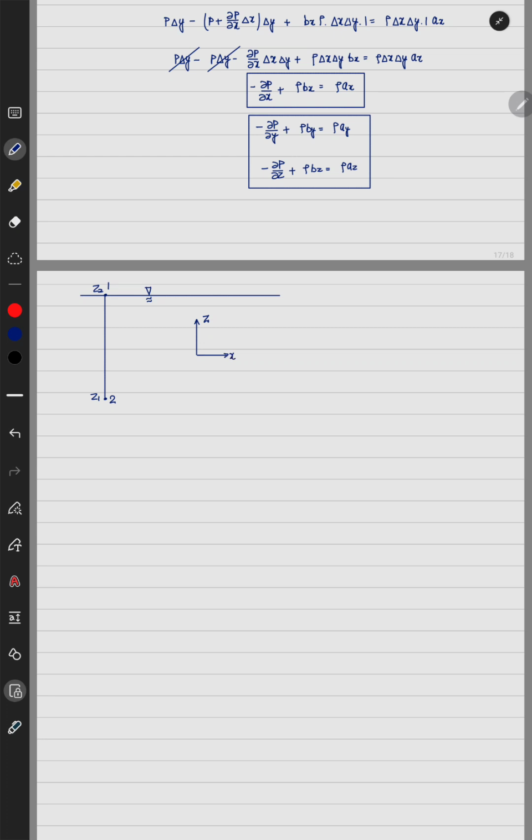Now, minus del p by del z plus rho into the body force per unit mass, which is given by g, since mg divided by m is g, and I assume there is no acceleration in the z direction, so the right hand side comes to be equal to 0. So minus dp by dz minus rho g is equal to 0, or dp by dz is equal to minus rho g, or dp is equal to rho g dz.